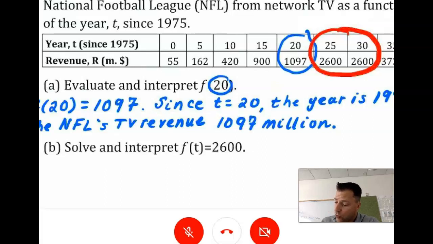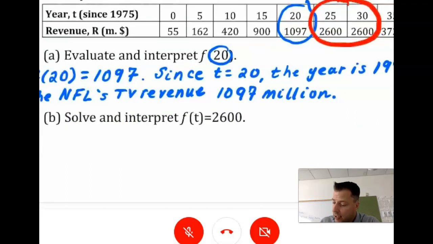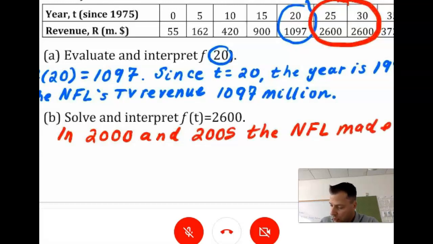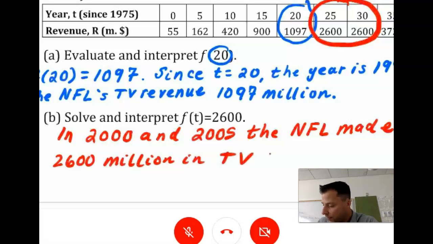So we would say that 25 years past 1975 is 2000. So in 2000 and 2005, the NFL made $2,600 million in TV revenue. And that's how we interpret that.